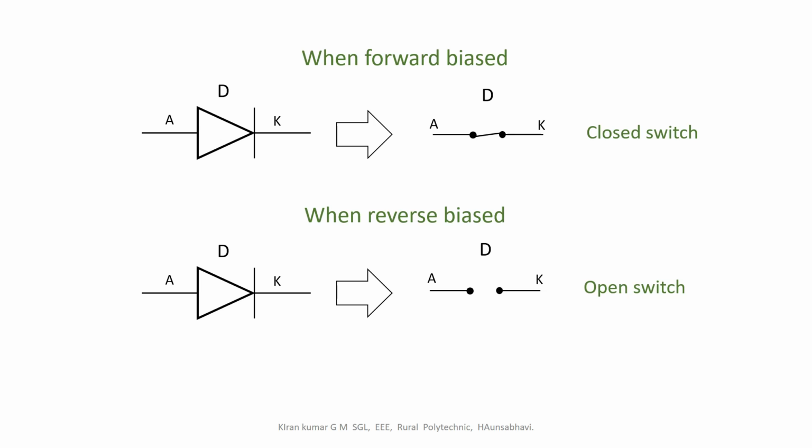Due to this unidirectional conducting property of the diode, this is one of the reasons that the diode is categorized as an active element in the electrical circuit. You should note this property of the diode.